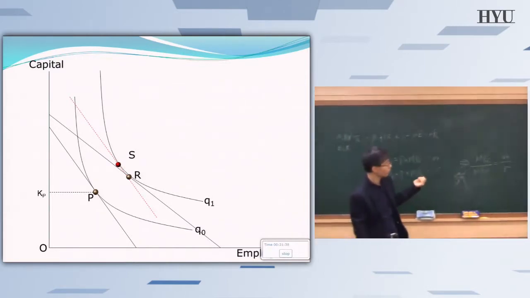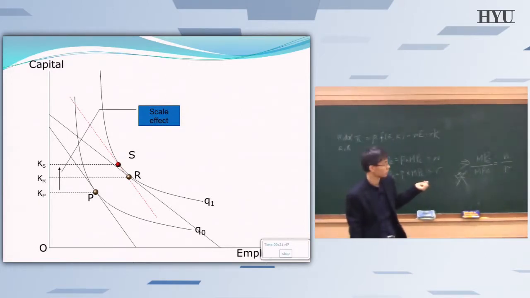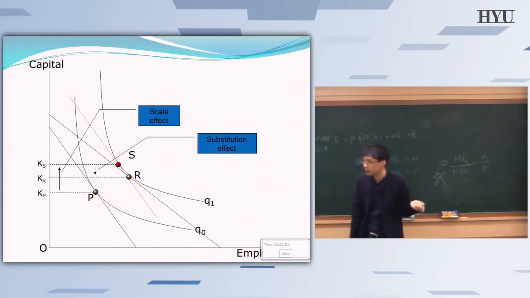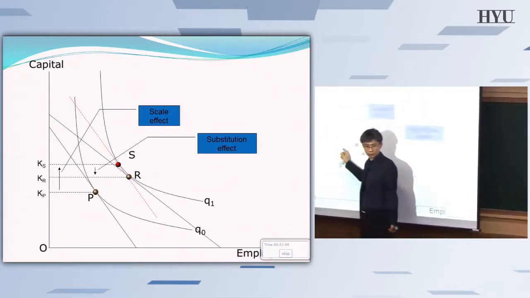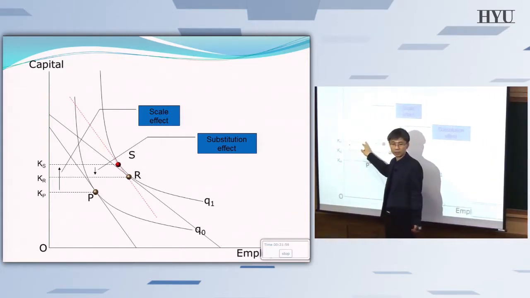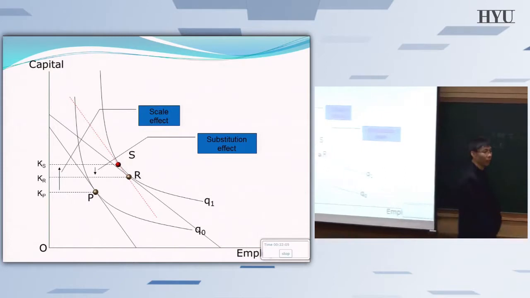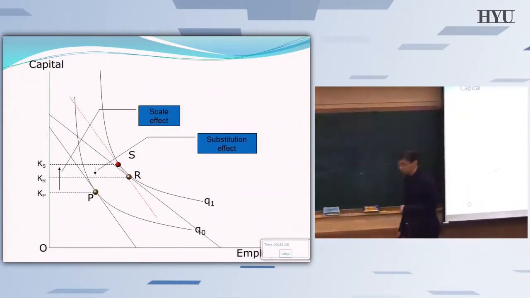So P to S is the scale effect, and S to R is the substitution effect. Get that? As you can see, the directions are opposite. The scale effect increases capital demand. The substitution effect decreases capital demand. So at the end here, the demand for capital actually increased as well. Questions?